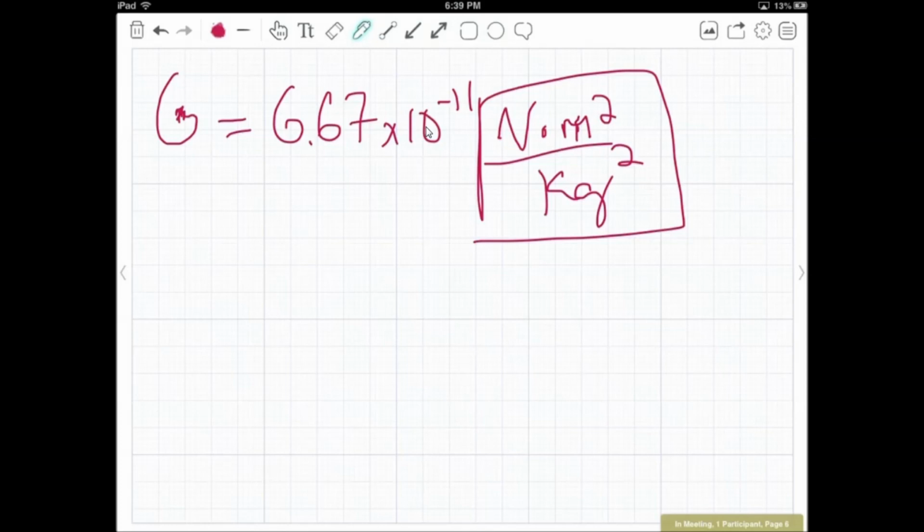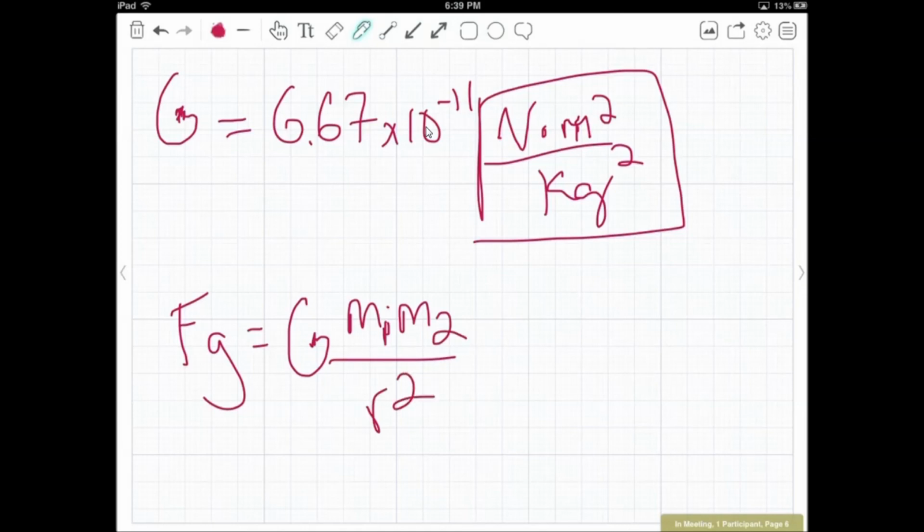So finally, Newton's universal law of gravitation is this. The force of gravity between any two objects is equal to our constant G times the masses of the two objects, m1, m2, divided by the radius between those two objects squared. That's his law of universal gravitation.